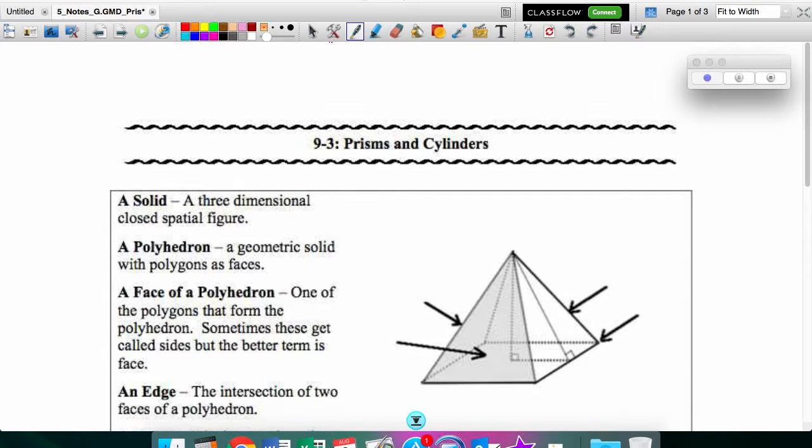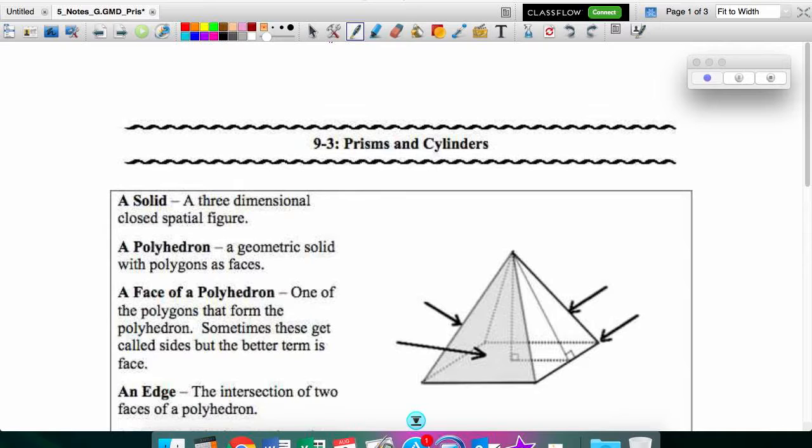9.3 begins our study of three-dimensional figures. We start with our prisms and cylinders. Before we get into prisms and cylinders, we have to talk about our general names for solids. I have to talk about some key features of various solids.